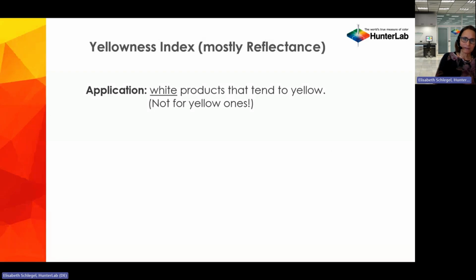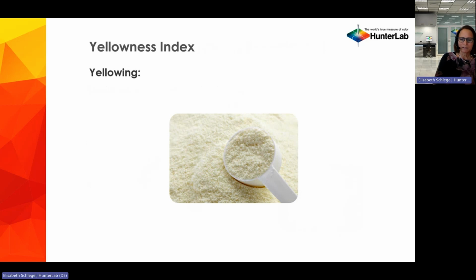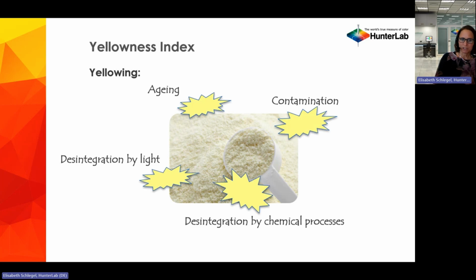Now I come to the yellowness index. It's mostly used in reflectance, but it can also be used for transmission measurement. It's a little bit similar in the application. It's used for white products that tend to be rather yellow, and importantly, it's not for really yellow products. For example, it might be vanilla ice cream, tablets in pharmacy, or plastics. You use it for products that would normally be white but can yellow, for example by aging, by contamination, by disintegration by light, or by disintegration by chemical processes.